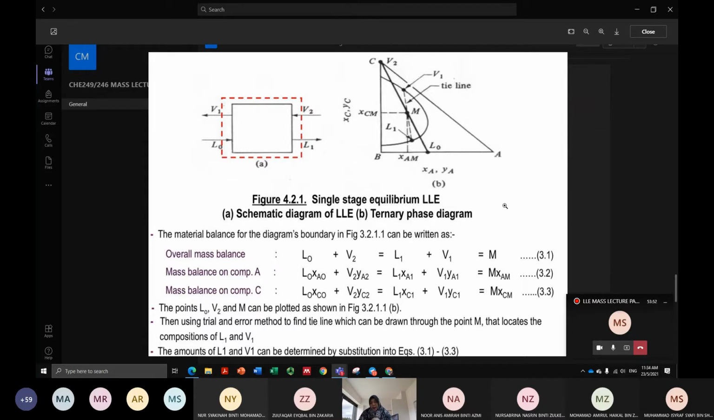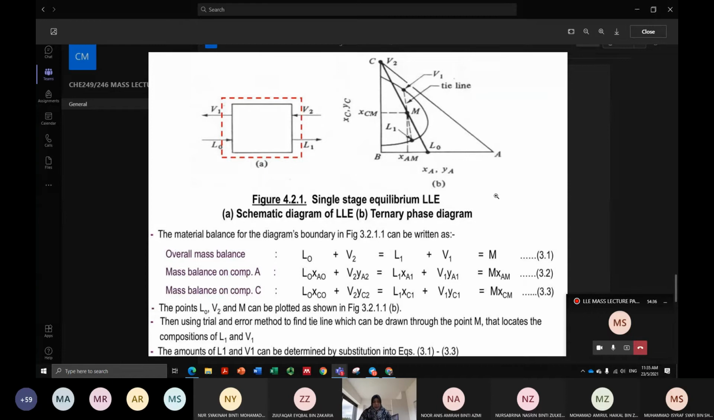But for liquid extraction, you have 2 types of process that you can proceed with. One is called single stage, another one is called multiple stage. For distillation, single stage is called flash distillation. Multiple stage is called continuous distillation or fractional distillation. For LLE, you call it single stage equilibrium LLE, or multiple stage equilibrium LLE. So read the question properly, whether you are dealing with single stage or multiple stage.